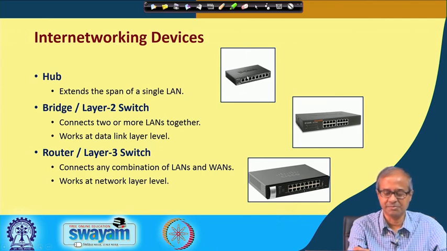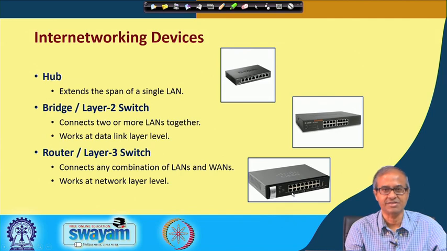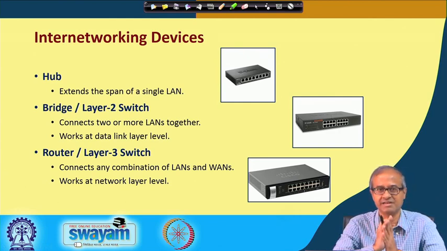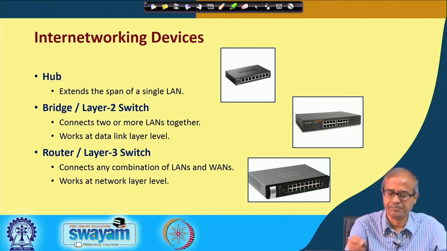The first one is a hub, this is a layer 2 switch, and this is a router or a layer 3 switch. Their functions are different. Layer 3 switch works at the IP layer level, we shall be discussing this later. Bridge works at the data link layer level, and hub works at the physical layer level.